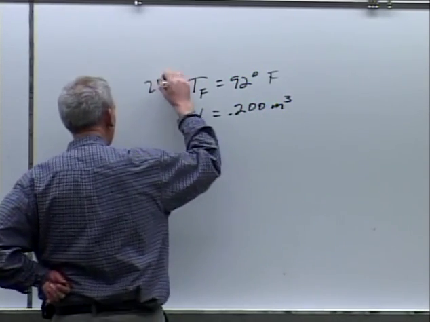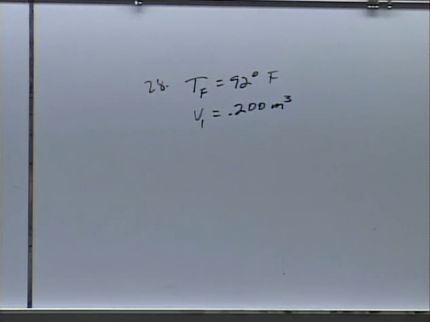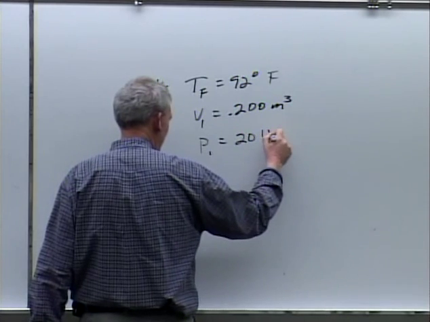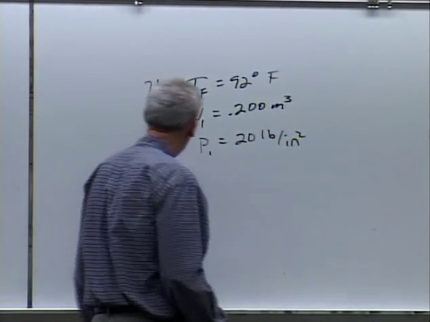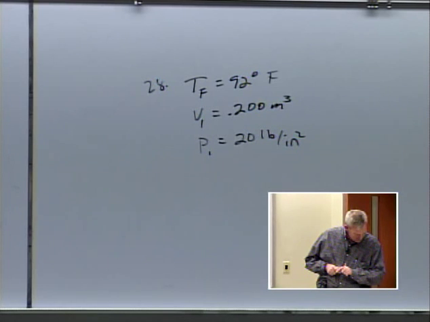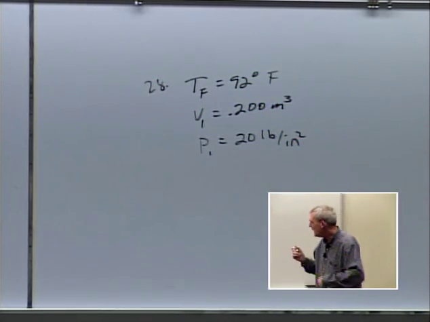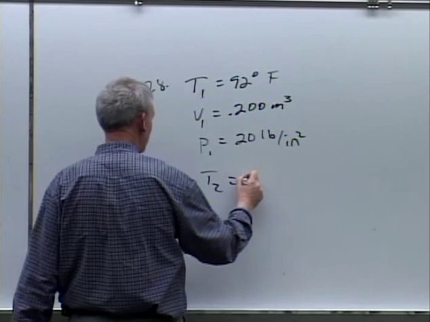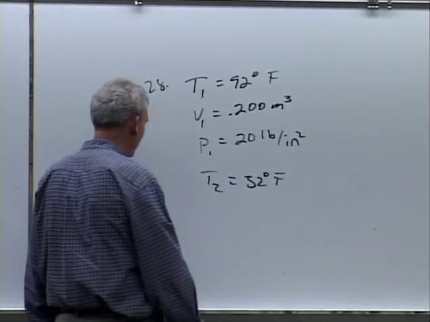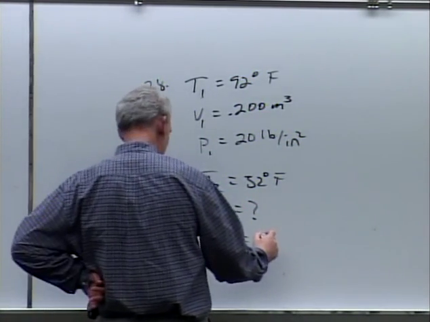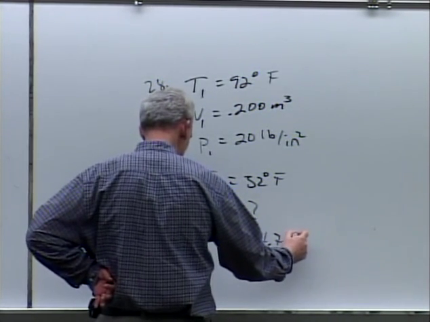This is problem 28. It has a pressure of 20 pounds per inch squared. Now, if the balloon is cooled in a refrigerator, so this is T1, T2 equals 32 degrees Fahrenheit, and volume 2, I don't know, but it's under new pressure inside the refrigerator at 14 pounds per inch squared.